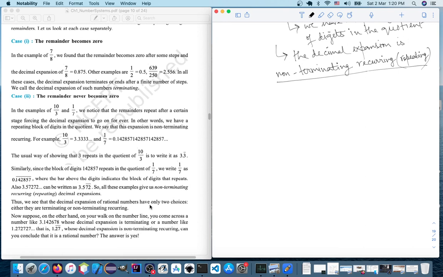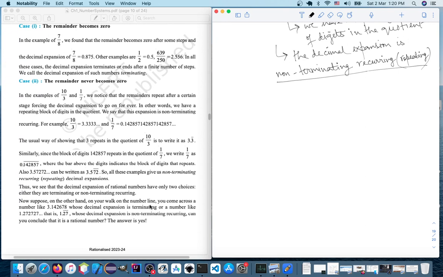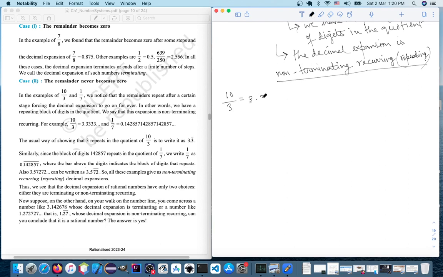One more thing, there is a notation that we need to understand. When we divided 10 by 3, we got the quotient as 3.333, and this 3 will keep on repeating, it will never end. To tell that the digit 3 never ends in the quotient, we put 3 dots, meaning the digit 3 will keep on repeating.